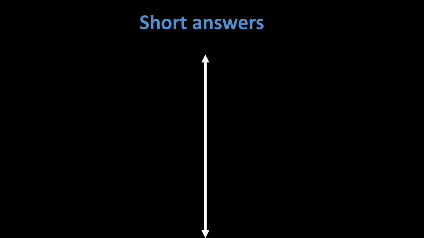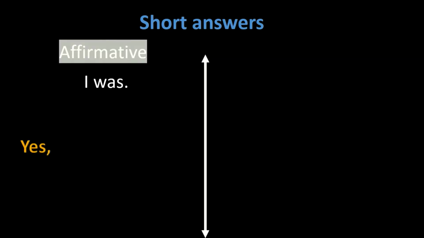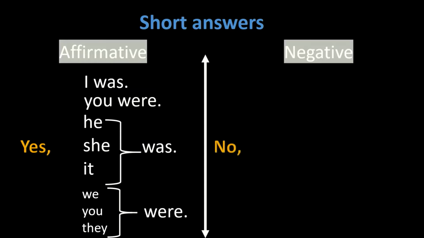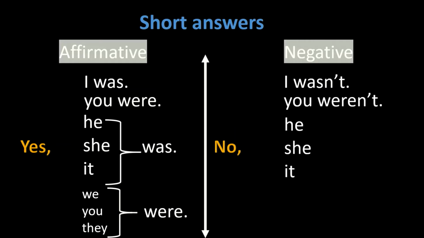Let's continue with short answers. For affirmative, we have yes, I was. Yes, you were. Yes, he, she, it was. Yes, we, you, they were. For negative, we have no, I wasn't. No, you weren't. No, he, she, it wasn't. No, we, you, they weren't.